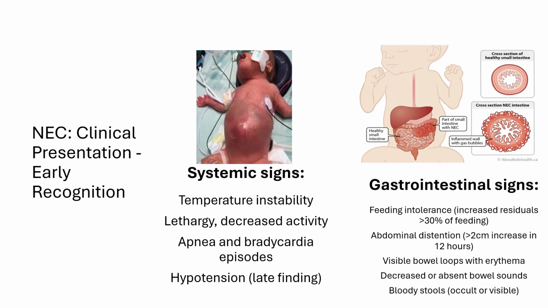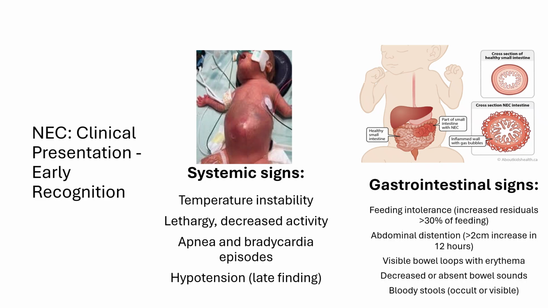The gastrointestinal signs provide more specific clues. Feeding intolerance with gastric residuals exceeding 30% of feeding volume indicates impaired intestinal motility. Serial abdominal measurements become critical. Any increase of 2 centimeters over 12 hours signals significant inflammation and fluid accumulation. Watch the bowel sounds progression. Initially hyperactive as the intestine fights inflammation, then hypoactive, finally absent as ileus develops. The evolution from occult blood to frank bloody stools reflects progressive mucosal breakdown.